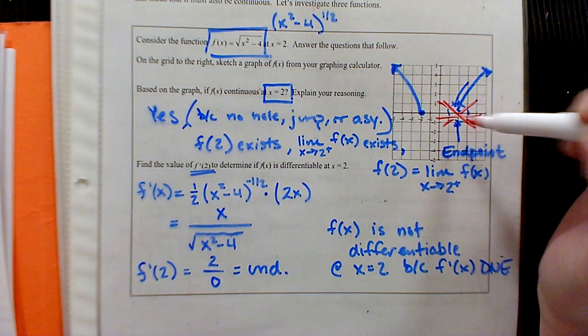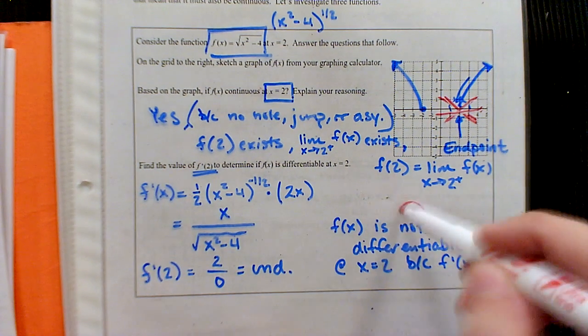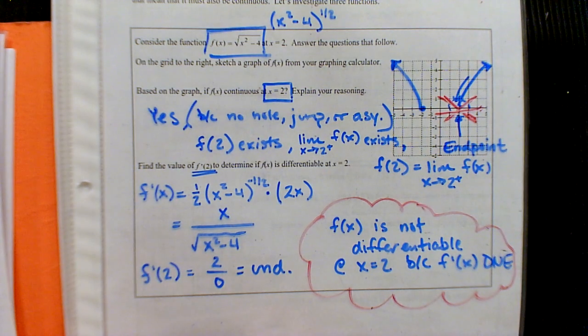I could have a negative slope, I could have a positive slope, I could have a zero slope, all of that. So if derivative means slope of tangent, but you have multiple tangent lines to be drawn, there's no way you can figure out the slope, meaning there's no way to figure out the derivative, because you have multiple options. So that's why we're going to say here that f of x is not differentiable. Okay, the derivative doesn't exist.